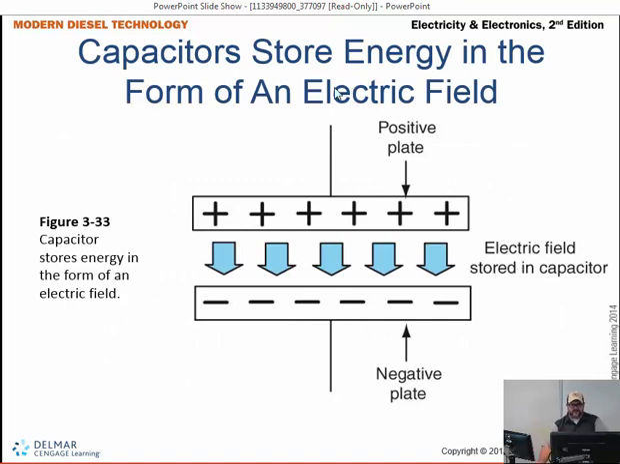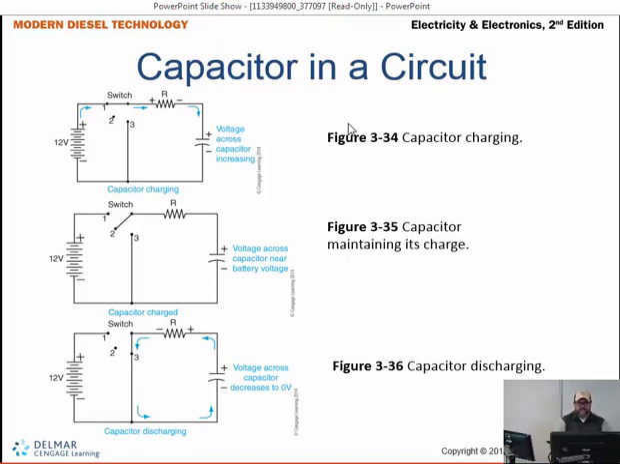All right, so capacitors store energy in an electric field. So here's our positive plate and our negative plate. So obviously, we're using the magnetic lines of force to create that field in turmoil. Okay, and as long as we have positive and negative going to that capacitor, it's going to store that energy until we have an event that releases it. Okay, so here's a capacitor in a circuit.